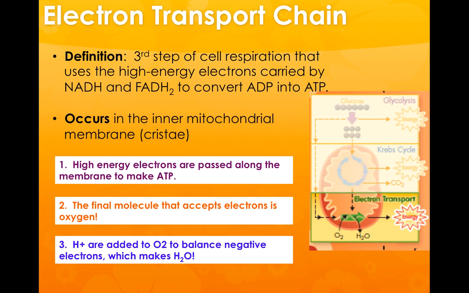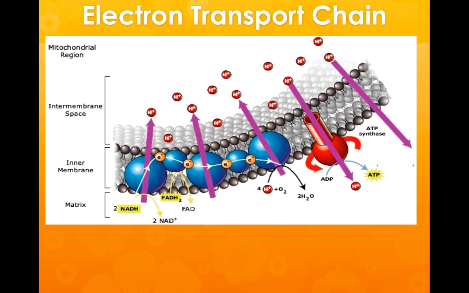Okay, the final thing is that when oxygen picks up electrons, it becomes negative. So hydrogen ions, which are positive, are added to the oxygen to balance out those negative charges brought by the electrons. So when you add two H's to one oxygen atom, that makes H2O, which is, of course, water. So on your notes, you're going to want to fill in and highlight each one of these things that's happening on the electron transport chain.